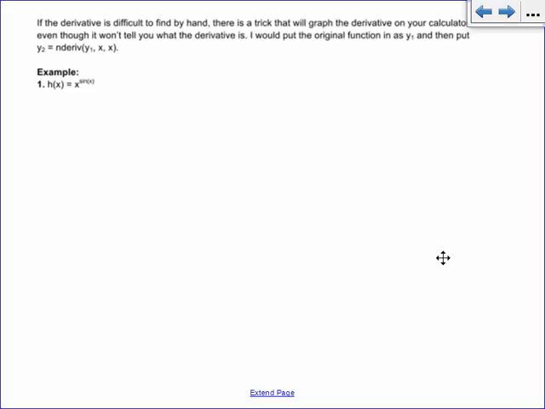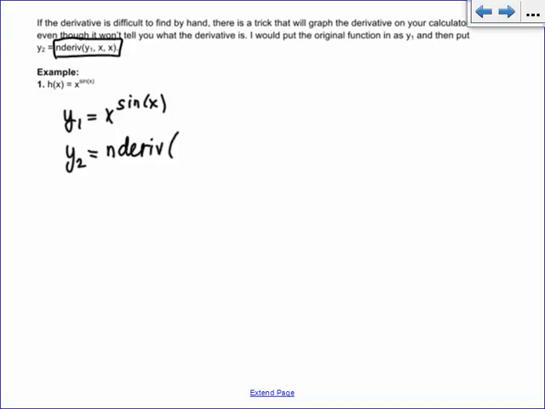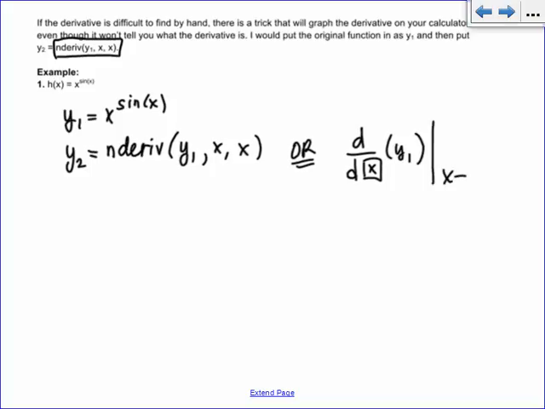Okay, so what we would do then is we put in y1 as x raised to the sine of x. And then y2, we would use nDeriv. Okay, so nDeriv is going to put it one of two ways. The old calculators will say this. So we would want it to say y1 and then x and x. But the new calculators are going to say d/dx, and you put in an x. And then you do y1, x equals, and you put x. Okay, so let me show you that.